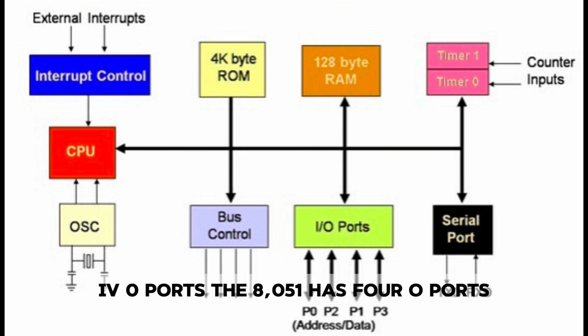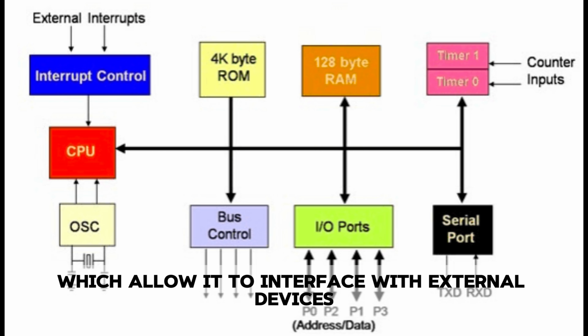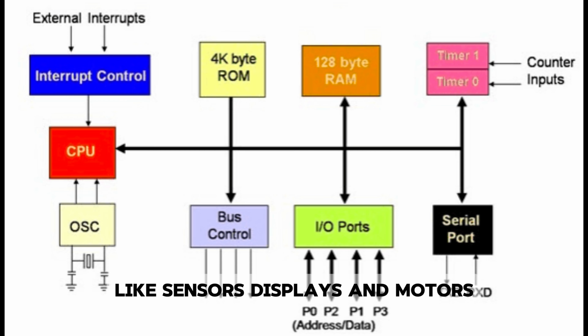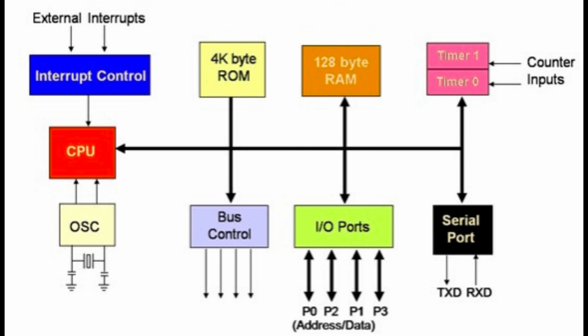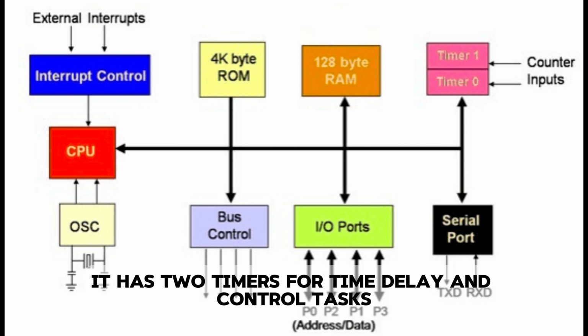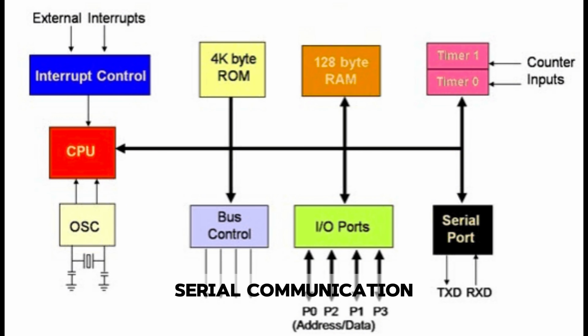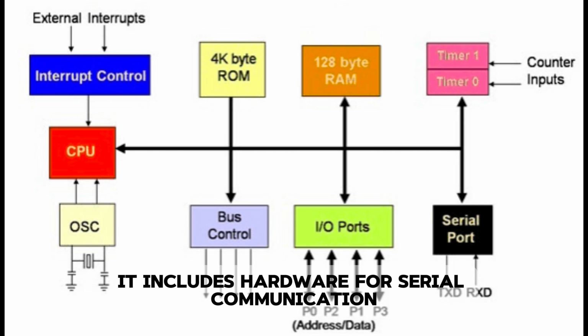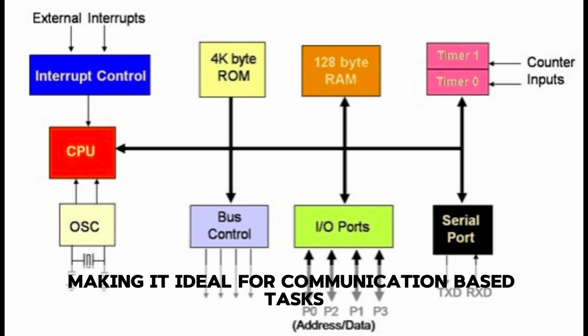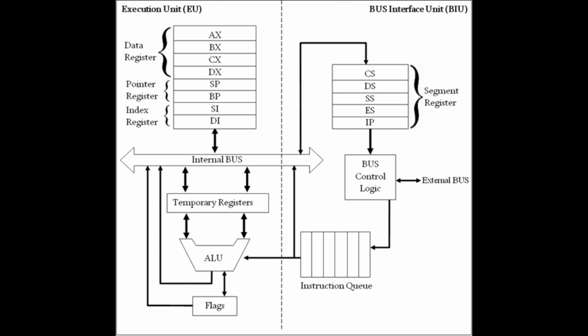I/O ports. The 8051 has 4 I/O ports, which allow it to interface with external devices like sensors, displays, and motors. Timers. It has 2 timers for time delay and control tasks. Serial communication. It includes hardware for serial communication, making it ideal for communication-based tasks.